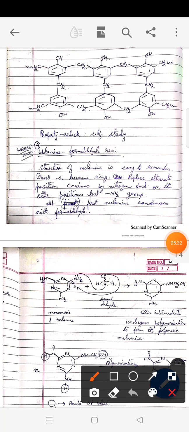First you draw a benzene ring and then replace the carbons at alternate positions by nitrogen. Then at the positions which have carbon, you put 3 NH2 groups. That's how it is the monomeric melamine. But the polymeric melamine doesn't form only using monomeric melamine. It has to condense with formaldehyde. That's why it comes under the category of formaldehyde resins.